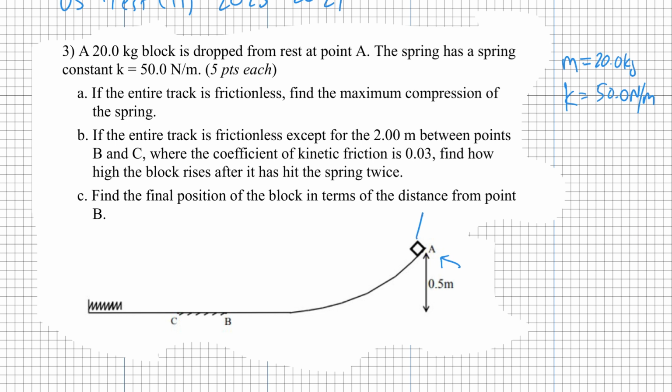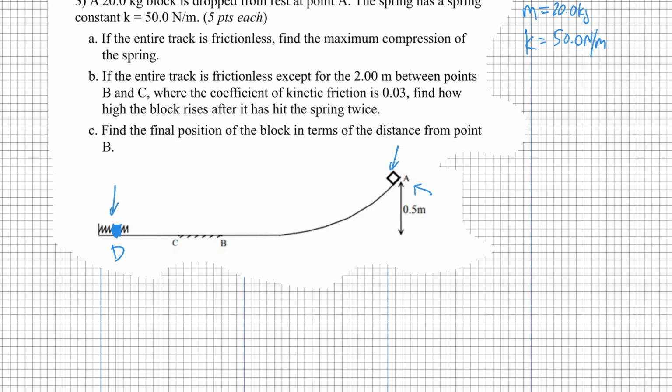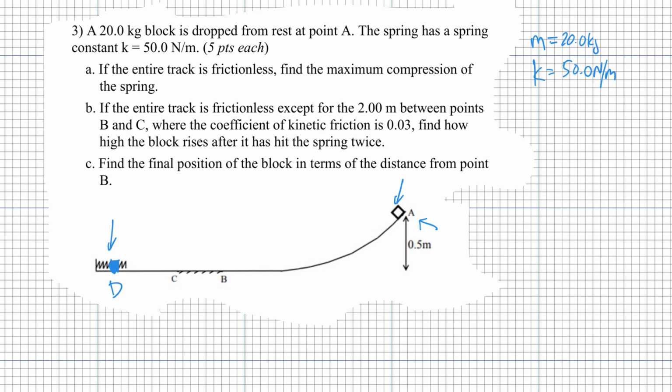So basically, it's going to be dropped at A, and it's going to come down here and compress the spring. Okay, I'll call that full compression. If I kind of scribble that thing in there, I'll call that position D. Okay, so let's go ahead and work this particular problem.